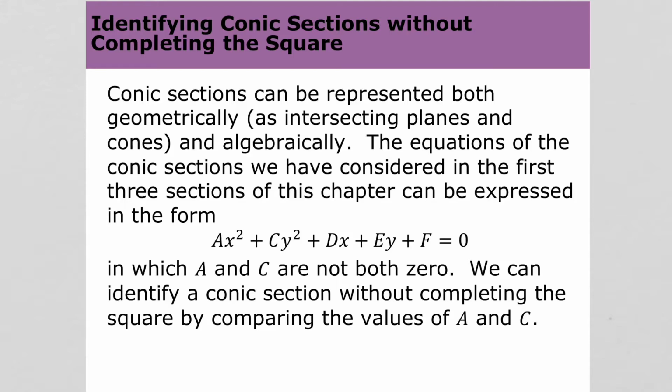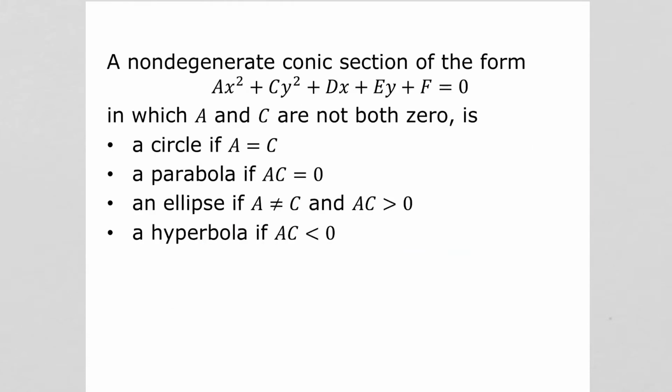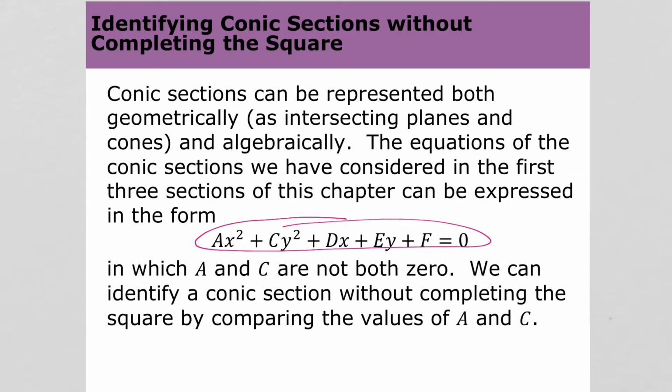So if you've got a conic section in this form, where you've got ax squared plus bxy plus cy squared plus dx plus ey plus f equals 0, in which a and c are not both 0, so one could be but not the other, then we can identify a conic section.